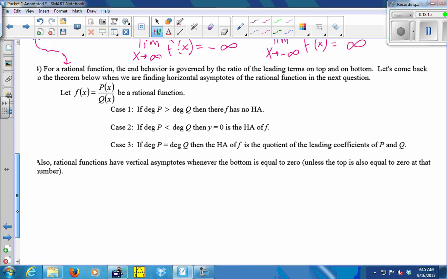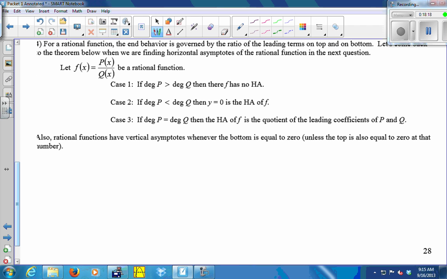Also, rational functions have vertical asymptotes whenever the bottom is equal to 0. You have a vertical asymptote, unless the top is also equal to 0 at that number, and then you just have, what? A hole. Yeah, good.